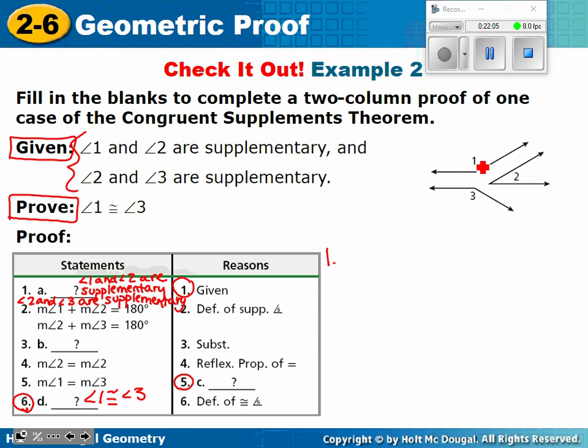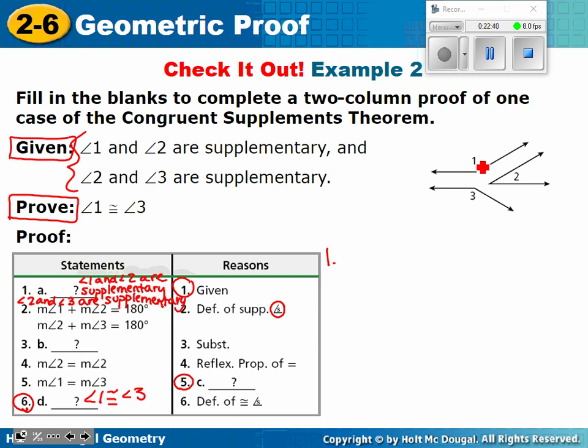Okay, so let's follow what they did and see if it makes sense, because you eventually would have to get from the given to the prove all by yourself with nothing on the paper. Okay, so given 1 and 2 are supplementary, 2 and 3 are supplementary. They next said that means 1 plus 2 equals 180 and 2 plus 3 equals 180. And what is the reason they gave? Definition of supplementary. You can just put that, or you can put supplementary angles. This is their symbol for angles, but you could have just put definition of supplementary. Do we all understand how we got from 1 to 2?